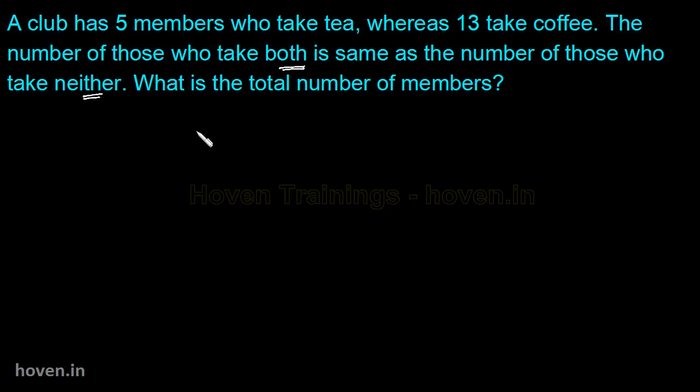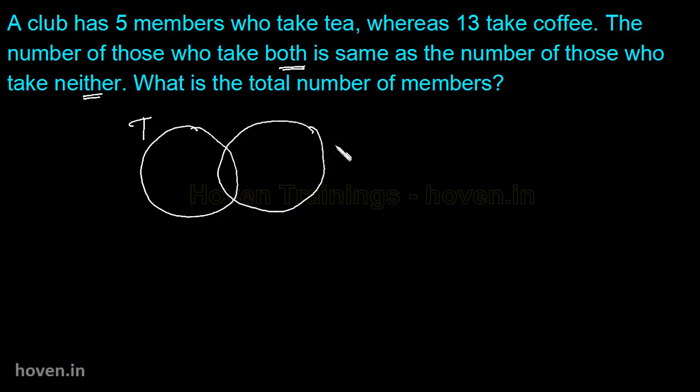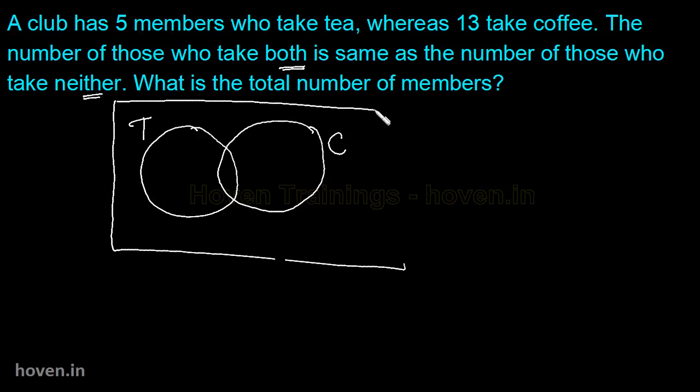Okay. In this club also, let us suppose this circle will represent those who take tea, and this circle will represent those who take coffee. So there are some who take coffee, some take both, and some take tea, and there will be some who are taking neither also. So this area that is outside both the circles will be for neither.